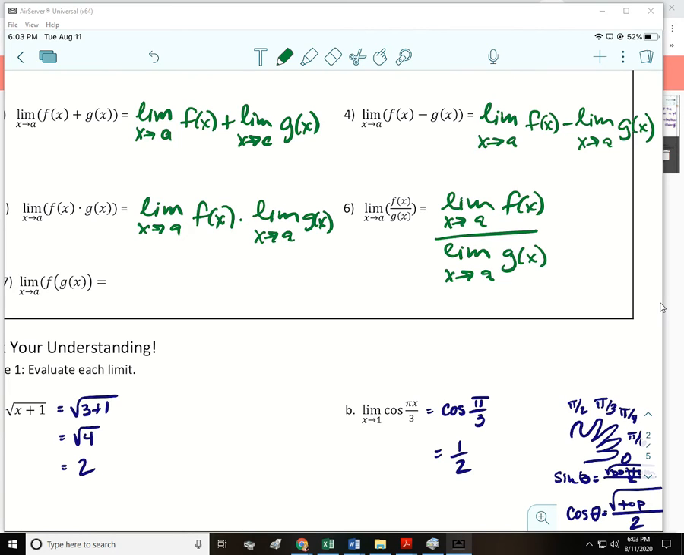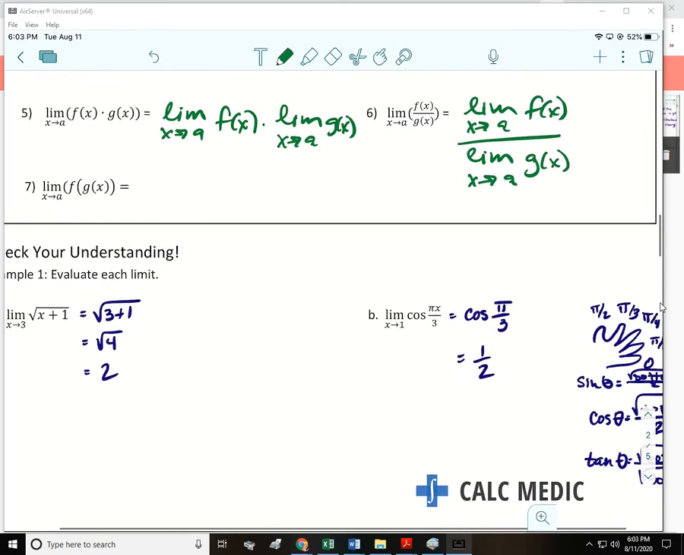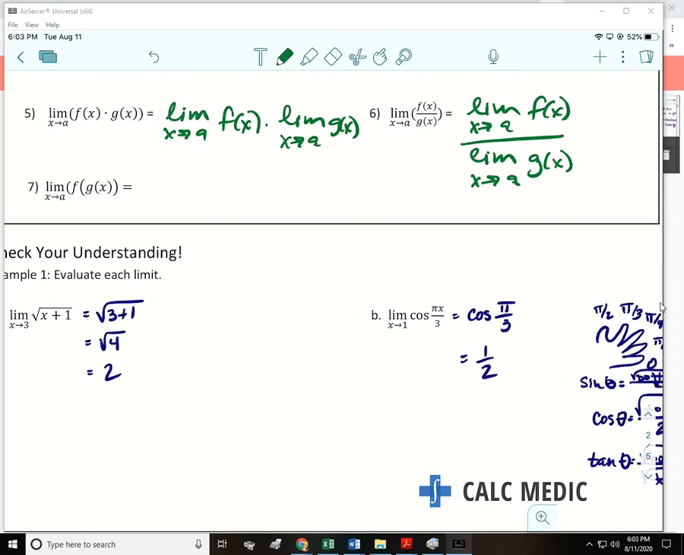Okay, so on this last one, number 6, we just need to make sure the limit as x approaches a of g of x is not 0. Because if it is, then that limit would not exist. All right, and then this last one is a composition. It's slightly different. It's going to be f of the limit as x approaches a of g of x.